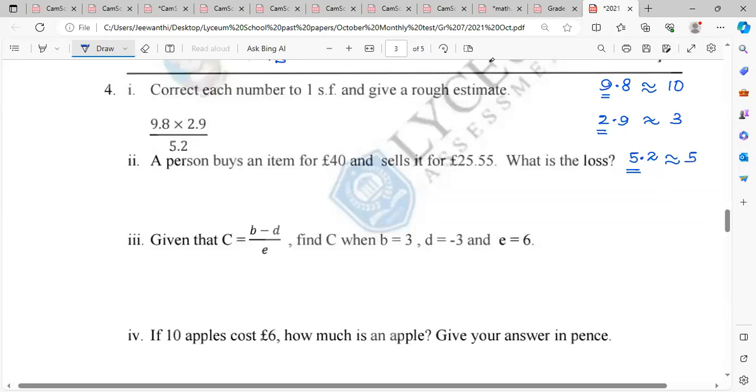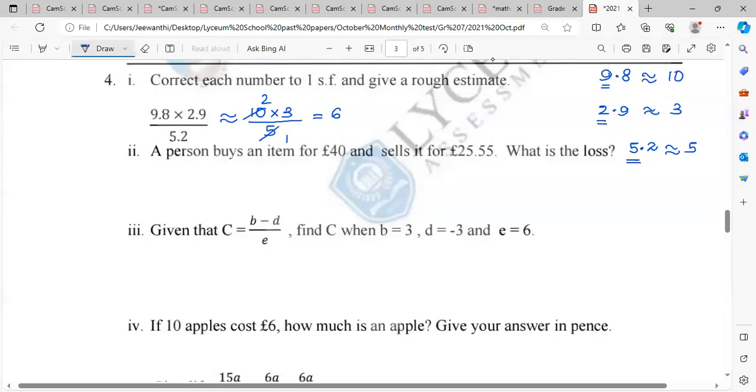Therefore, you can write 5 as it is. After getting these values, you use the approximately equal sign, and then you multiply 10 by 3 divided by 5. Then we'll see whether we can simplify this. Yes, 5 times 1 and 5 times 2. So then 2 times 3, it is 6. So that is the estimated value after correcting each number to first significant figure, right?